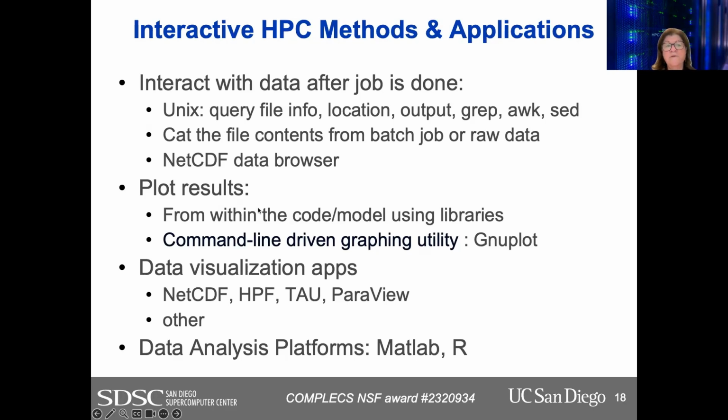On Unix, these are some of the methods and applications. On Unix, you would look for information on the file. If you have an output with tens of thousands of files, getting over onto an interactive node where you're directly connected to the Lustre file system, you can view your files more quickly. You can figure out where they are. You can look at the output. You can grep and awk large numbers of files. Everything's faster on these interactive nodes.